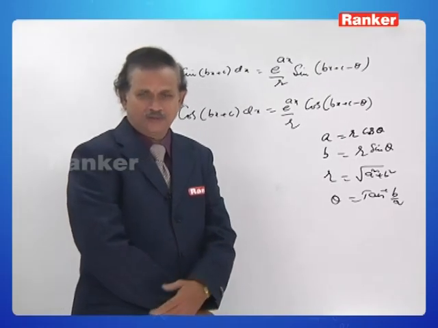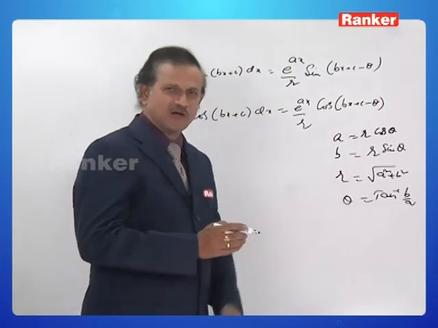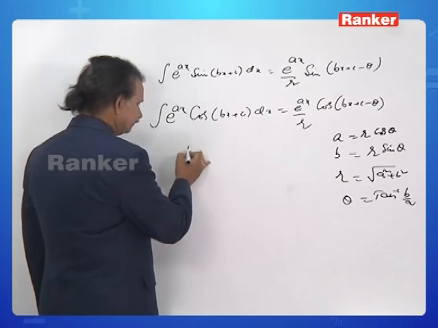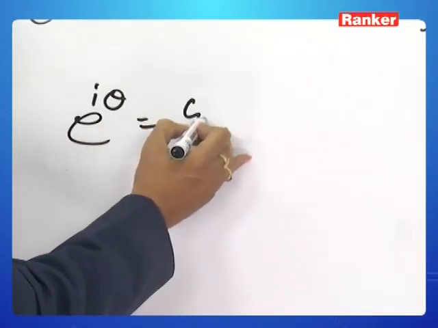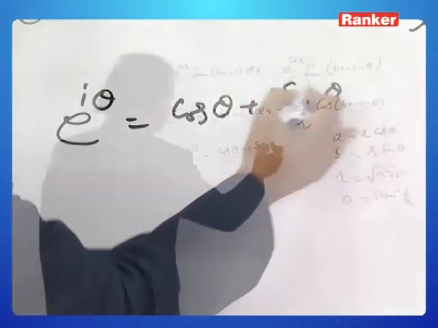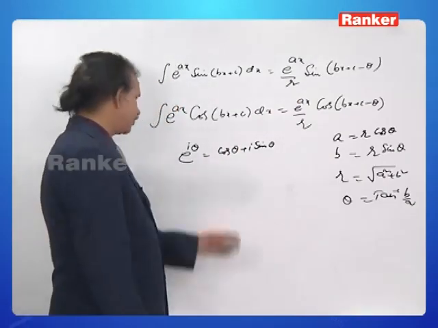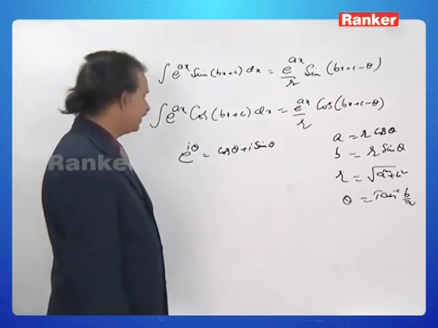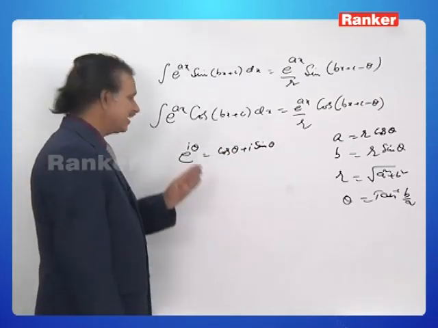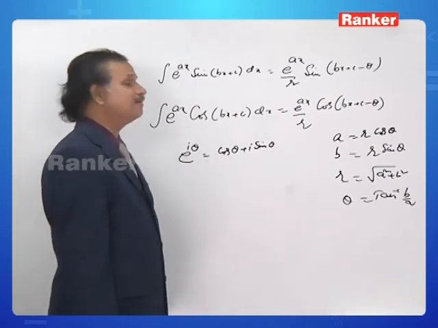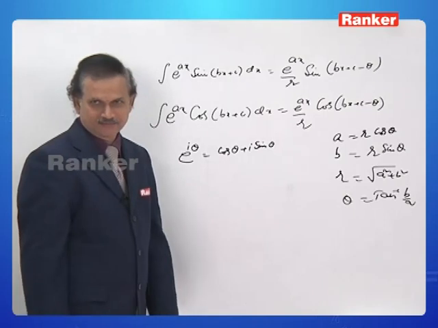Imagine the set of complex numbers. What is e power i theta? It is equal to cos theta plus i sin theta, isn't it? Okay, e power i theta is equal to cos theta plus i sin theta. What is cos theta? The real part of e power i theta. What is sin theta? The imaginary part of e power i theta.